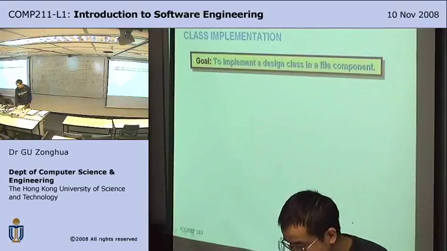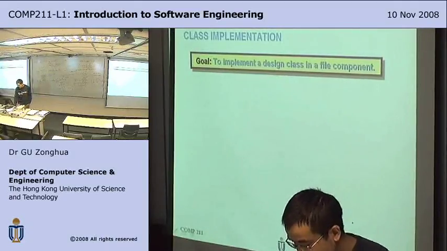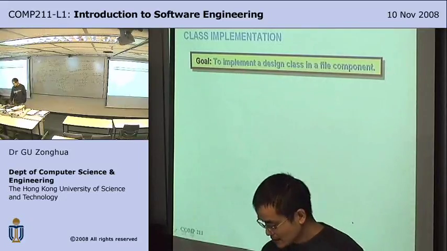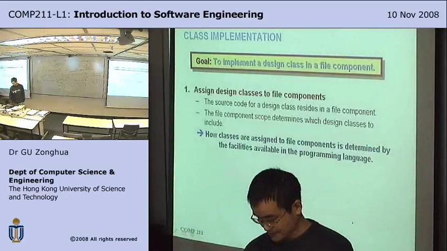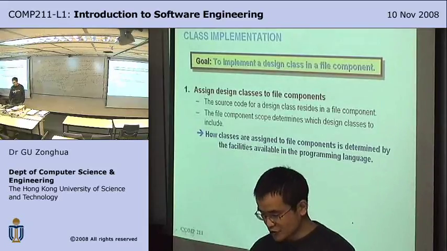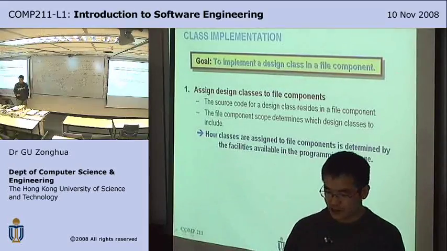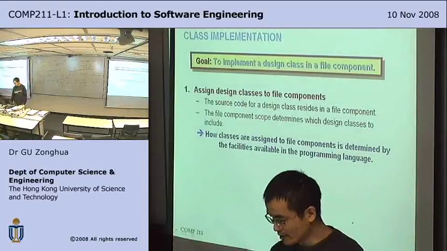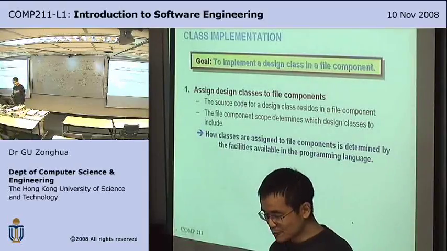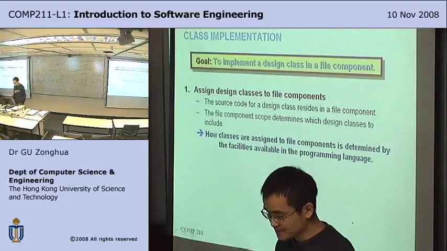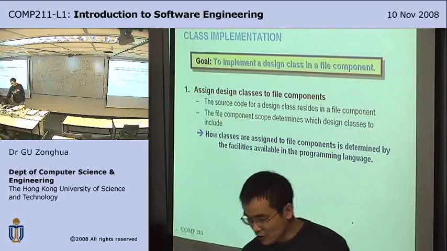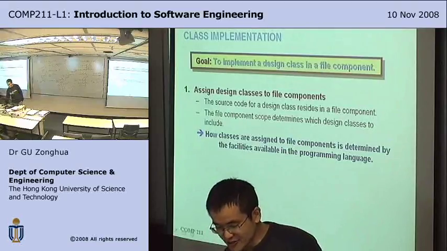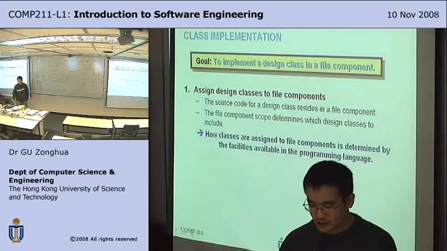So class implementation: the goal is to implement a design class in the file component. First you assign design classes to file components. The source code for a design class resides in the file component, and the file component scope determines which design classes to include. How classes are assigned to file components is determined by the facilities available in the programming language.